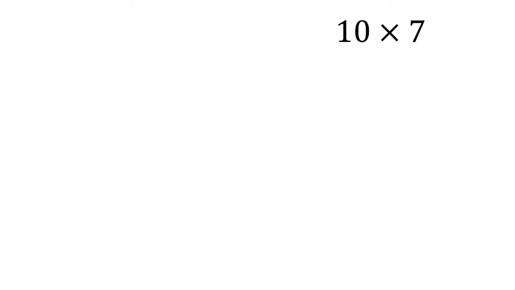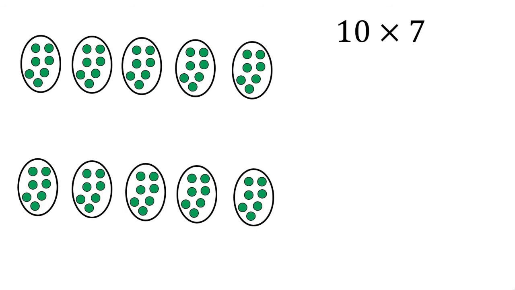Think about this question 10 times 7 again. 10 lots of 7. Let's remind ourselves what that might look like, in particular playing on this lots of idea. Well, there are 10 lots of 7. There's 7 green dots in each of the groups, and there are 10 groups overall, 5 on the top row, 5 on the bottom row.